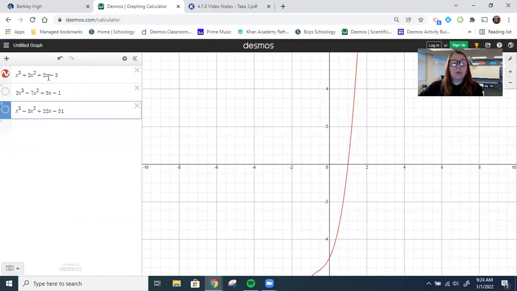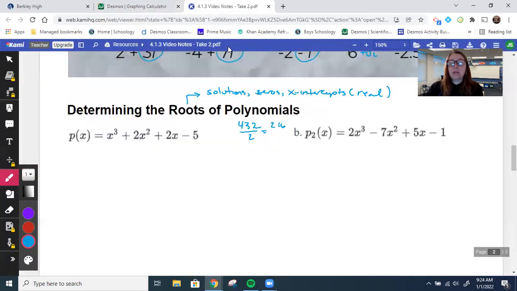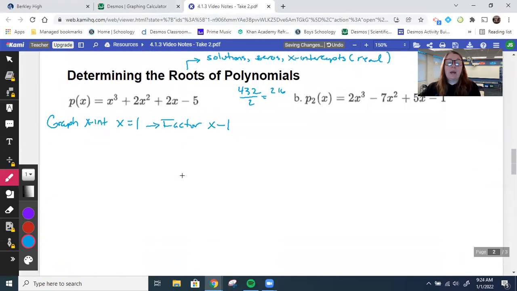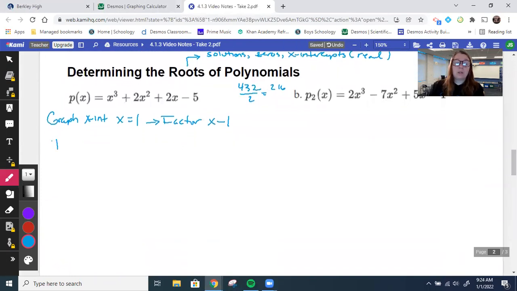Here's the graph. So looking at the graph, I see I have an x-intercept right there at 1. So if I have an x-intercept at 1, then that means I have a factor of x minus 1. And what I'm going to do is divide p of x by that factor of x minus 1. So I'm going to set up my box.